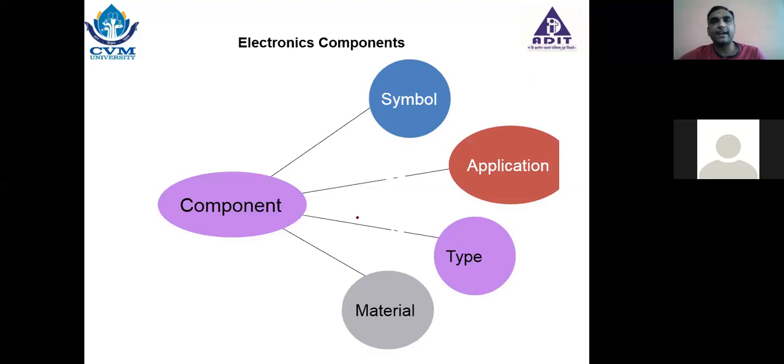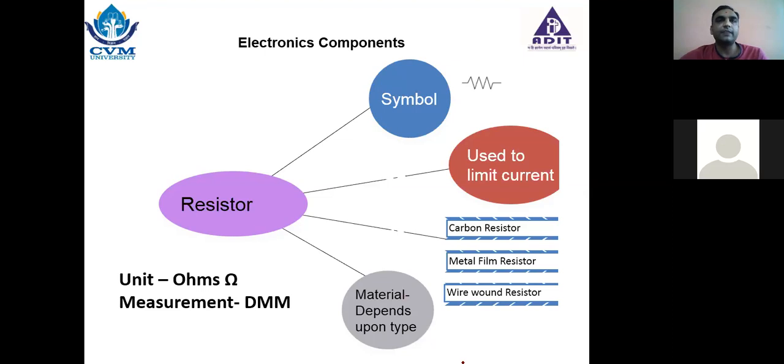So this is the diagram which will tell you what we are going to see today. Okay, so one by one we will take each component and see all these parameters for the components. Now next, a very fundamental component, that is the resistor. Okay, so your resistor symbol is like this.